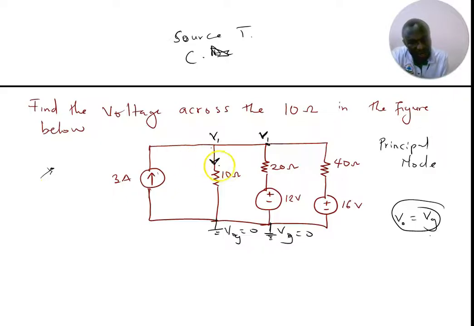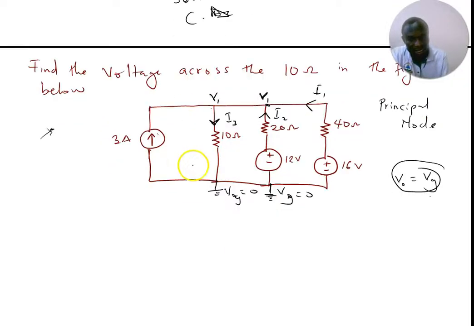So I can show this current direction downward like this, whilst I show this one, let's say, upward. I can show this upward and this direction towards the ground. Do you get it? And with this, I can label it as I1, I2, I3.